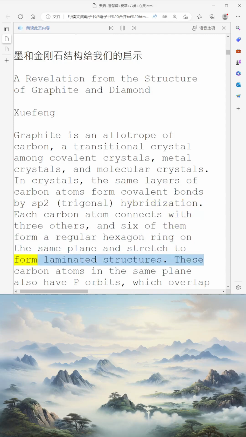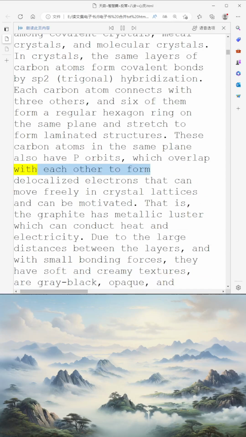and stretch to form laminated structures. These carbon atoms in the same plane also have p orbits, which overlap with each other to form delocalized electrons that can move freely in crystal lattices and can be motivated. That is, the graphite has metallic luster which can conduct heat and electricity.